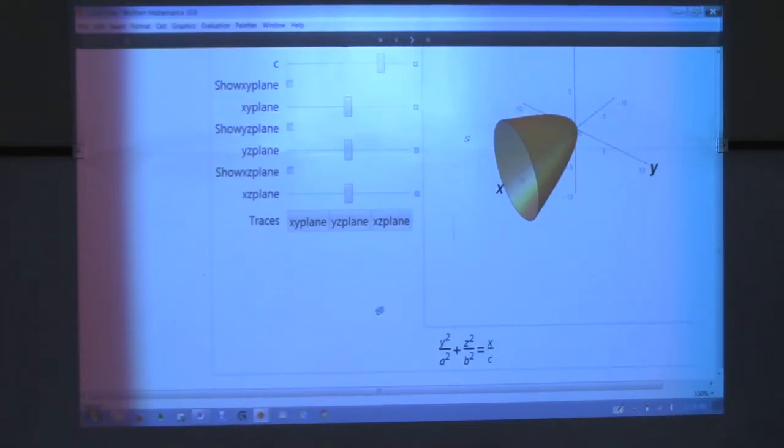Here's the same thing. Two of the variables are squared. The third variable is not. This should open out the x-axis. So x over c, where c is some constant. If c was negative, it would open the other way? Yes. Okay. If c was negative, we would go out the other direction.